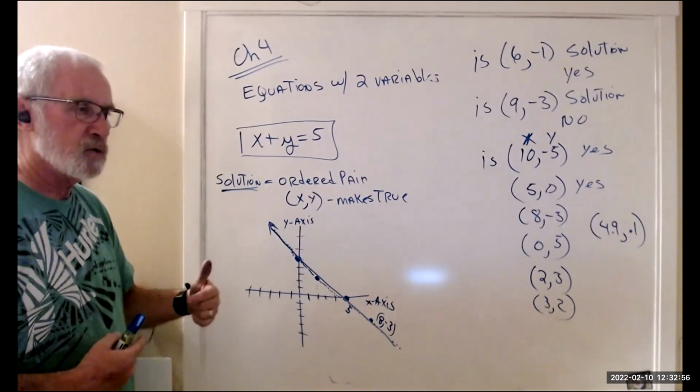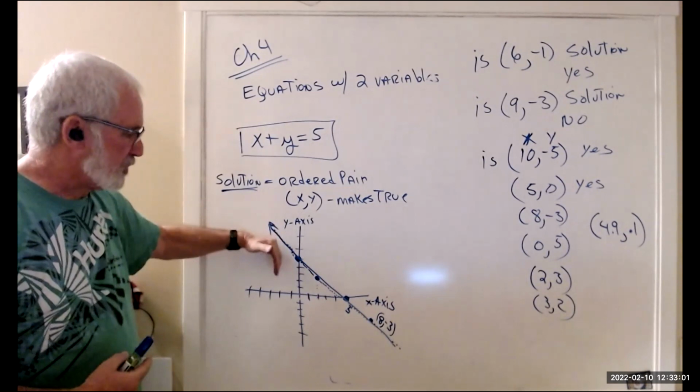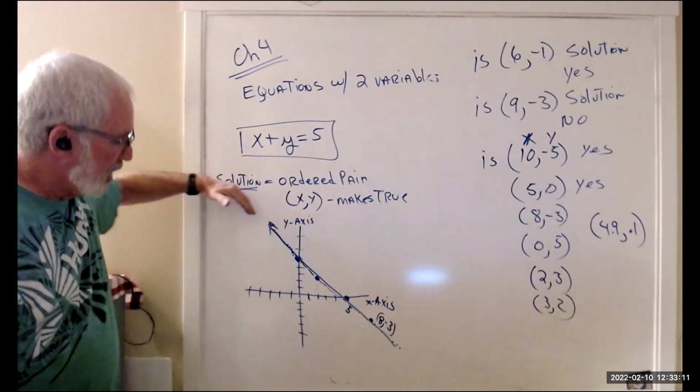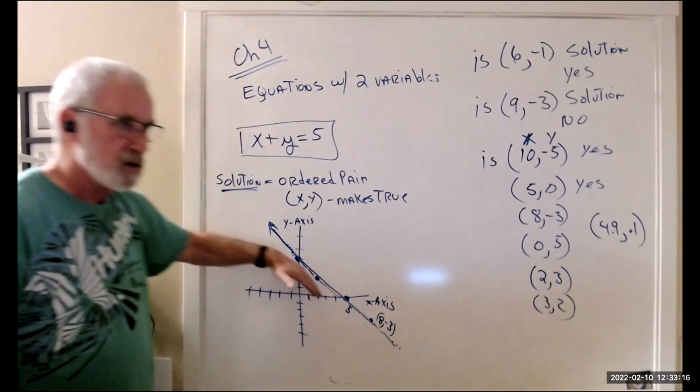So this equation and this graph are exactly the same as each other to a mathematician. This is an equation that has an infinite number of solutions. This is a graph made up of infinite dots that are the solutions. These are the same. Okay.